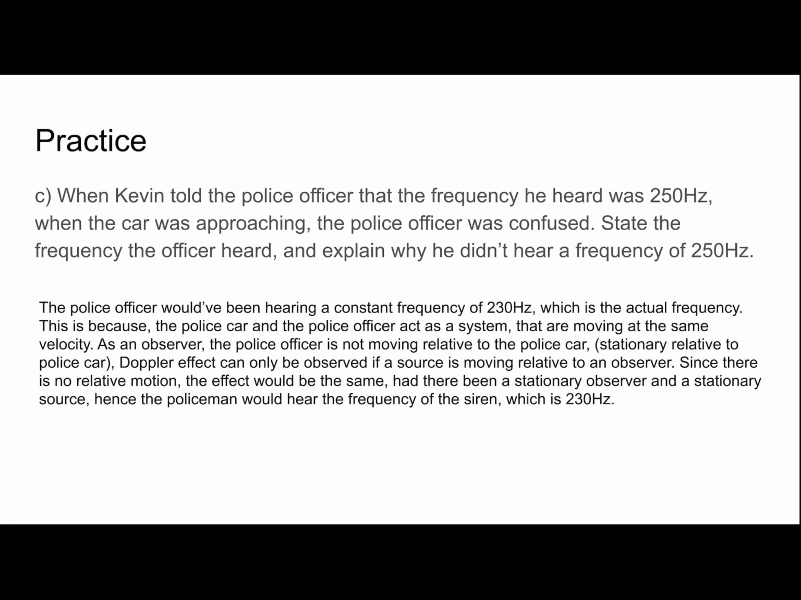The Doppler effect can only be observed if a source is moving relative to an observer. Since there is no relative motion of the source to the observer, it will be the same as a stationary observer and a stationary source, which means that the policeman will hear the frequency of the siren, which is 230 hertz. So that would be another common NCEA question, asking you to explain why a person driving a car hears the same frequency. Another very common merit level question for NCEA.